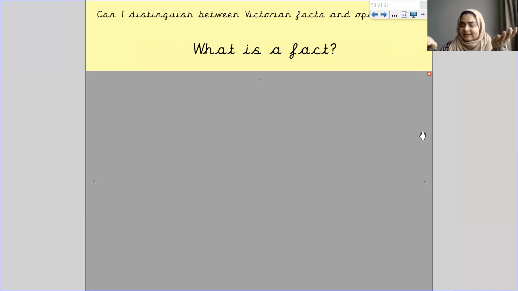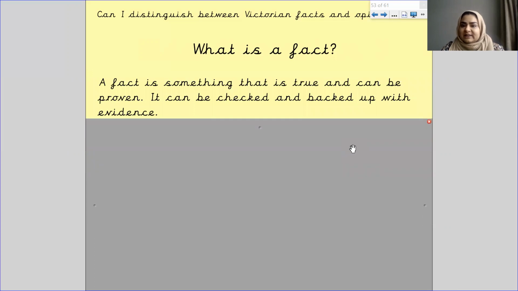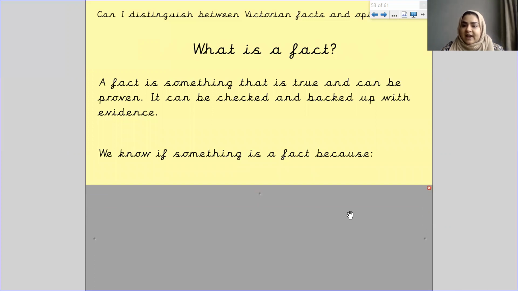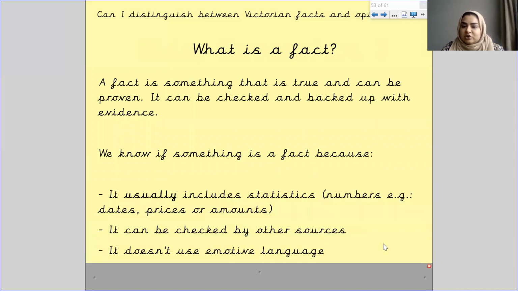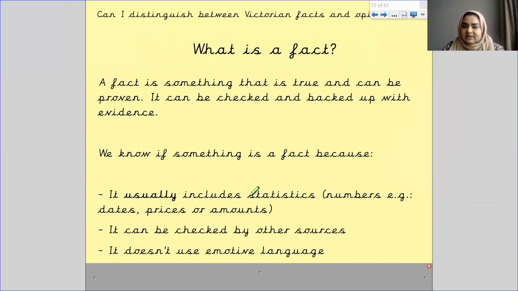So what is a fact? Can you put your thinking cap on and have a good think about what you think a fact might be? Okay, fantastic. A fact is something that is true and can be proven. It can be checked and backed up with evidence. We know if something is a fact because it usually includes statistics, so that means numbers.